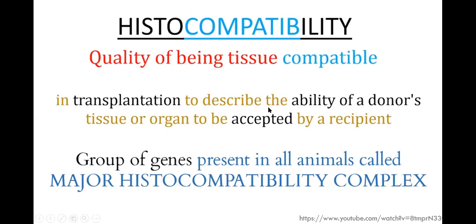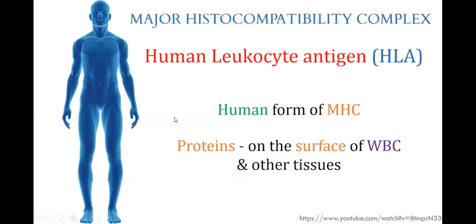In transplantation, it describes the ability of a donor's tissue or organ to be accepted by the recipient, and the group of genes that control this process of histocompatibility in all animals is called the major histocompatibility complex. Why are they called major? There is another minor group. The major histocompatibility complex group is really important for transplantation in all animals. It is called MHC in mice, in general, and in other organisms. But in humans, they are mainly called HLAs, human leukocyte antigens.